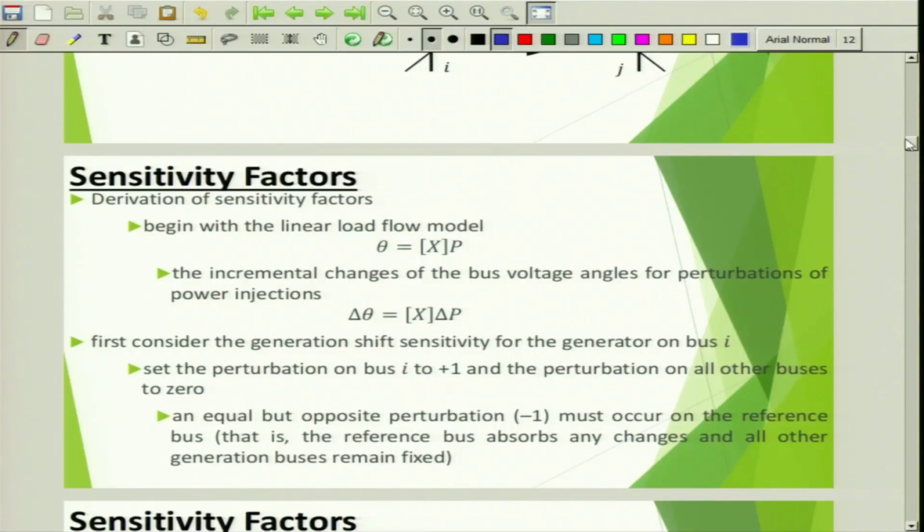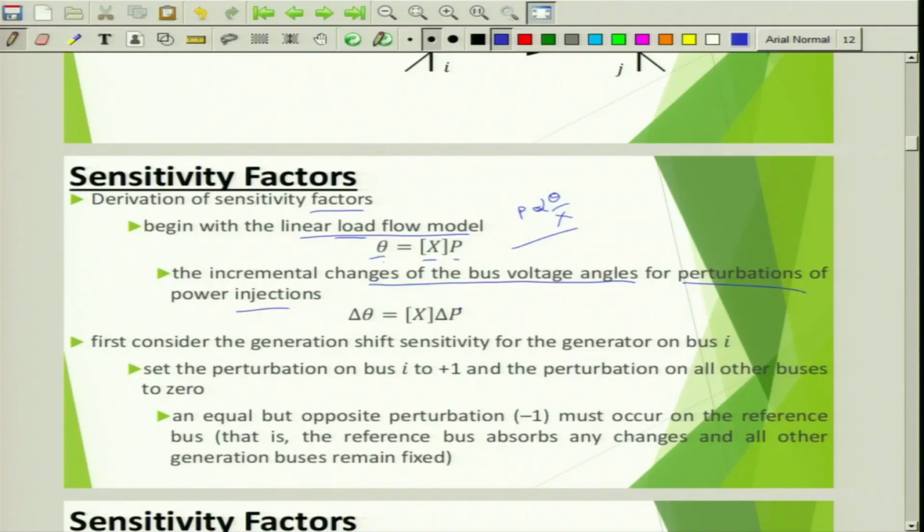Now let us try to derive the sensitivity factors. Let's begin with the linear load flow model. This is theta equals x into p, the famous expression, where active power is related to theta by x. Now consider the incremental change of the bus voltage angles for perturbations of power injections. This is a general expression: if there is a perturbation delta p, there will be a change in angle also. So delta theta is equal to x into delta p.